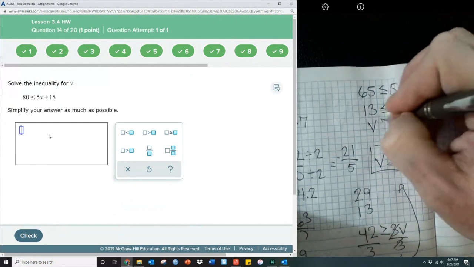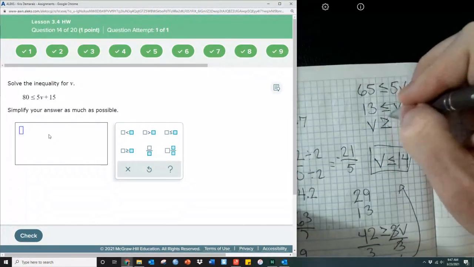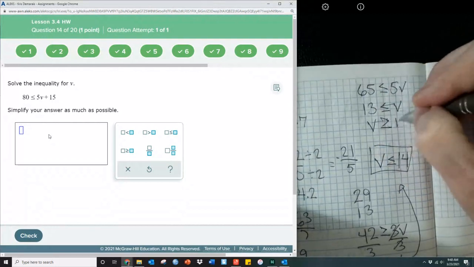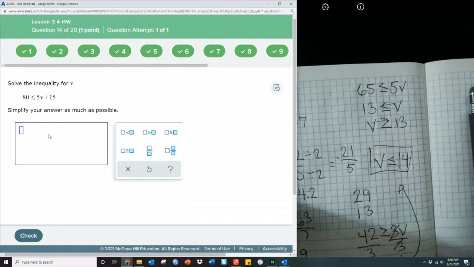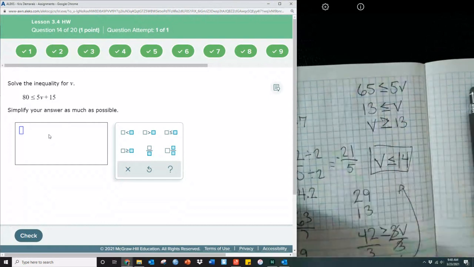See, now the V is pointing this direction, right? Now it's going to point this direction because I'm switching it. And then I put the 13 on this side. I don't switch signs. I don't switch the signs of the V or anything. I'm just kind of twisting it around. So don't play games with the signs of the values. So now I have V is greater than or equal to 13.